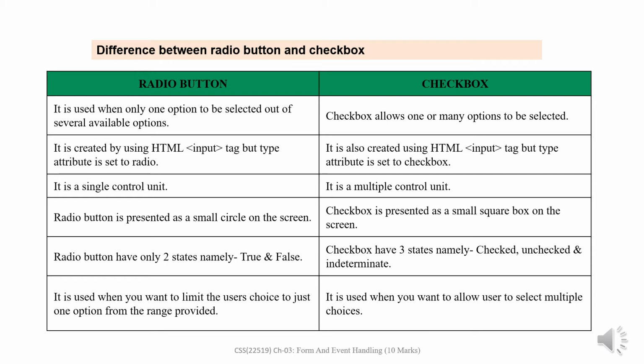A radio button is presented as a small circle on the screen. A checkbox is presented as a small square box on the screen. A radio button has only two states, namely true and false, but a checkbox has three states, namely checked, unchecked, and intermediate. A radio button is used when you want to limit the user's choice to just one option from the range provided. A checkbox is used when you want to allow the user to select multiple choices.